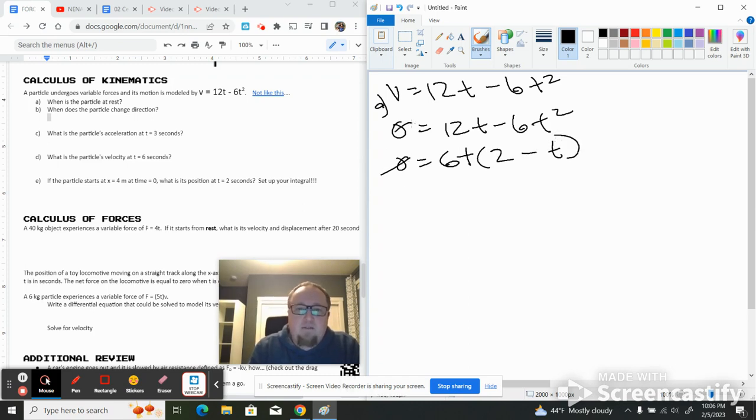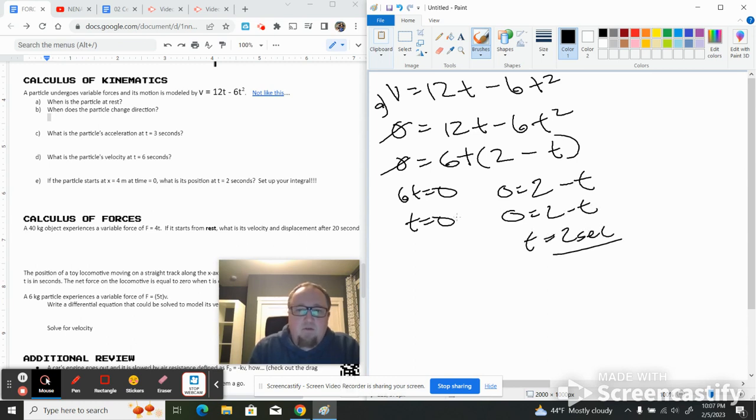So I would get an answer for this with two options, either when 6t equals 0, so time is 0, or when 2 minus t equals 0. So that's going to happen when the time is 2 seconds. So it's at 2 moments that the velocity is going to be 0.